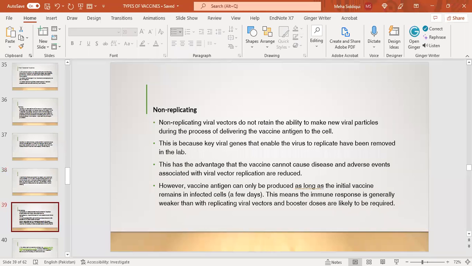Then comes the other type, that is non-replicating. Non-replicating viral vectors do not retain the ability to make new viral particles during the process of delivering the vaccine antigen to the cell, because key viral genes that enable the virus to replicate have been removed in the lab. It has an advantage that the vaccine cannot cause disease and adverse events associated with viral vector applications are reduced. However, vaccine antigen can only be produced as long as the initial vaccine remains in the infected cells. This means that the immune response is generally weaker than with replicating viral vectors, and booster doses are likely to be required in this type of vaccine.